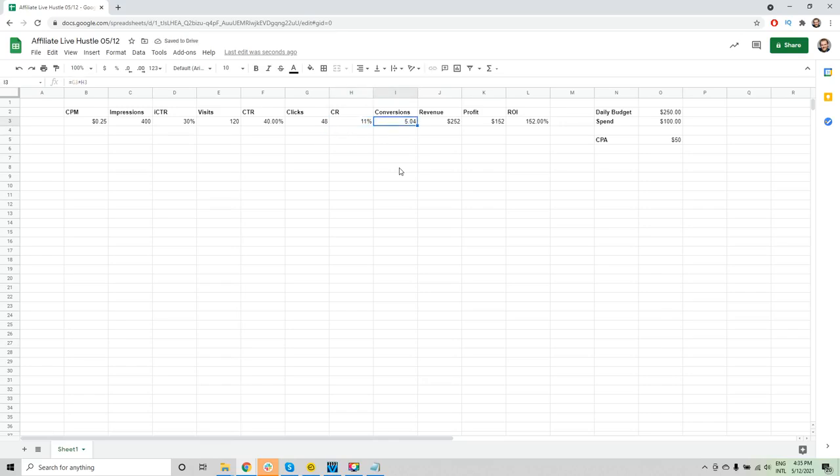All right, perfect. So we have 5 conversions, revenue of 252, and a profit of 152, giving us an ROI of 152%. Right? Cool. So what is happening? Our spend is not spending completely. However, because we have this ridiculously low CPM, ridiculously high ICTR, CTR and CR, we're still making profits.